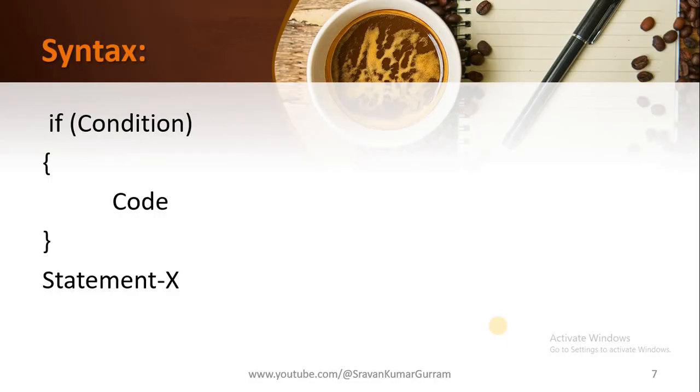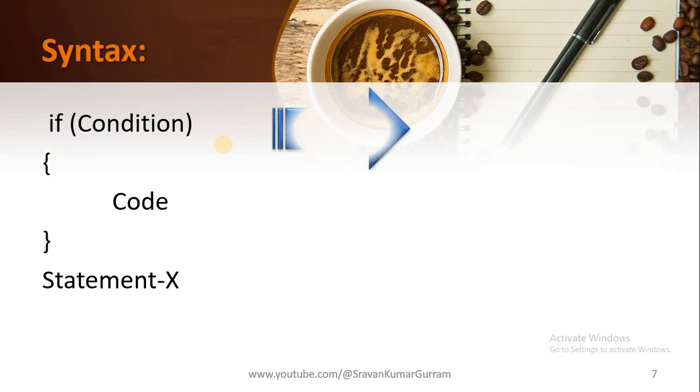See the syntax of the if statement. if is a keyword. Within the parentheses, we need to write a condition. After that, create a block. Within the block, we need to write the code. Close the if block, and outside the block, if you want to write any statement or statements, you can write. Generally, this if condition is a Boolean expression that returns either true or false based on the condition you framed.